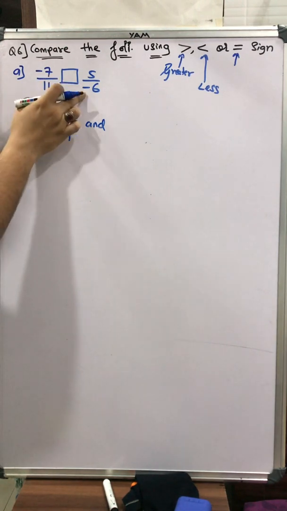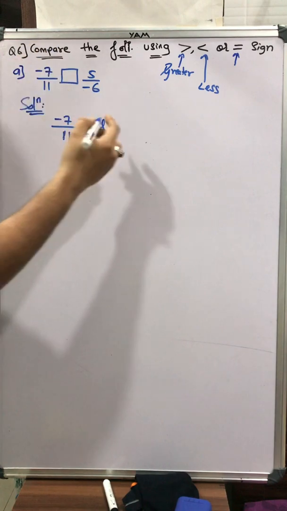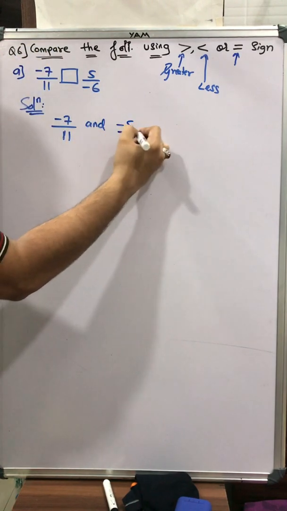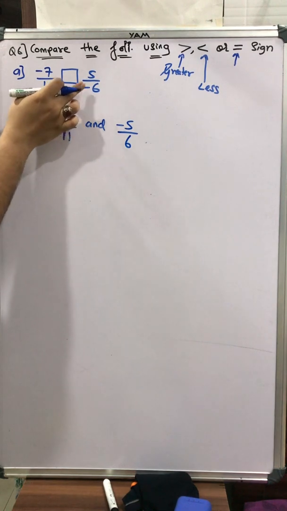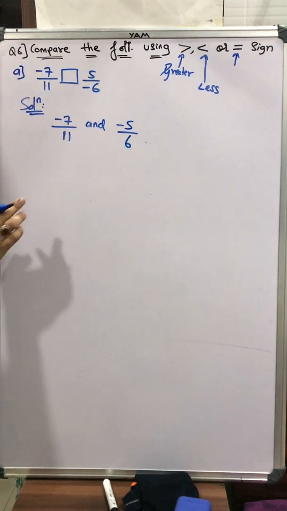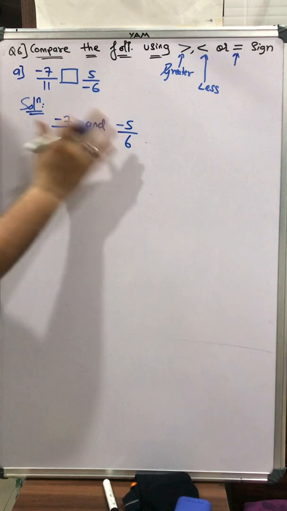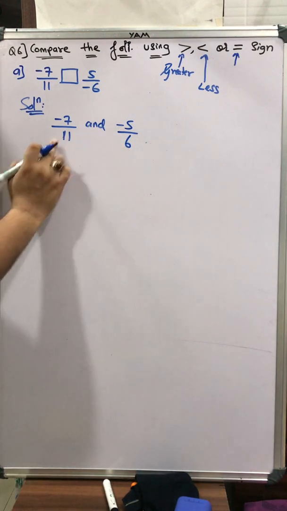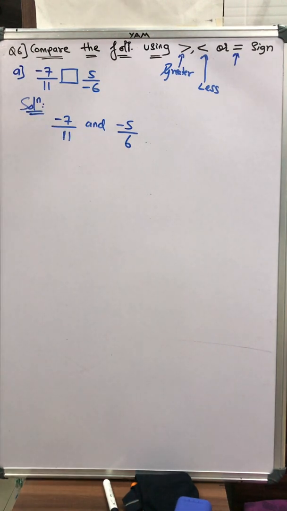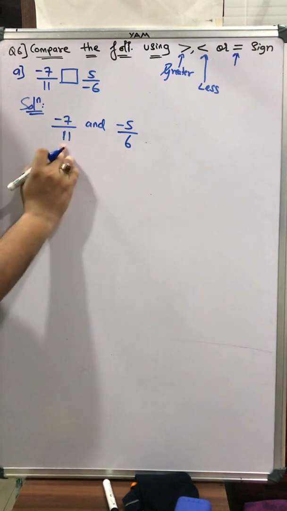This minus is in the denominator. I'll shift it to the numerator. So I'll write minus 5 upon 6. It's one and the same. I'll just move this minus from the denominator to the numerator, because now we are concerned with the denominator. Here it's 11 and here it's 6. Now students, we have to make both the denominators same.